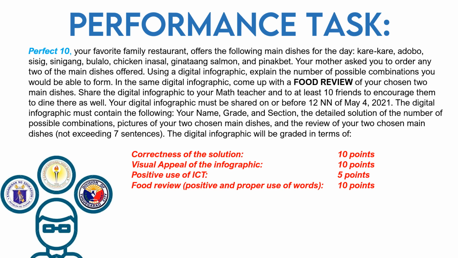In the same digital infographic, come up with a food review of your chosen two main dishes. Share the digital infographic to your math teacher and to at least 10 friends to encourage them to dine there as well. Your digital infographic must be shared on or before 12 noon of May 4, 2021. The digital infographic must contain the following: your name, grade and section, the detailed solution of the number of possible combinations, pictures of your two chosen main dishes, and the review of your two chosen main dishes not exceeding 7 sentences.